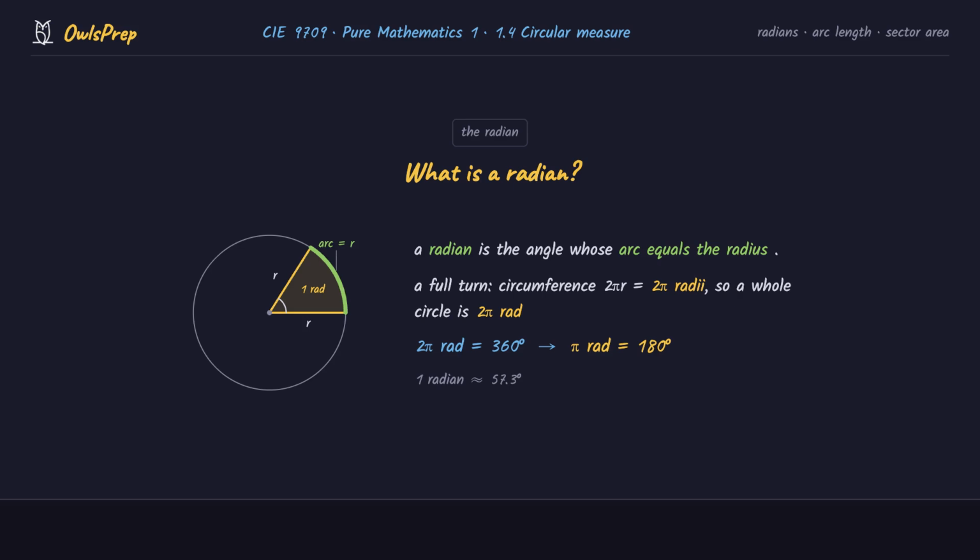Now go all the way around. The full circumference is 2 pi r, which is 2 pi radii laid end to end, so a full turn is 2 pi radians. A full turn is also 360 degrees. So 2 pi radians equals 360 degrees, and therefore pi radians equals 180 degrees. 1 radian works out to about 57.3 degrees. Radians are just a natural way to measure an angle, using the circle's own radius as the ruler.